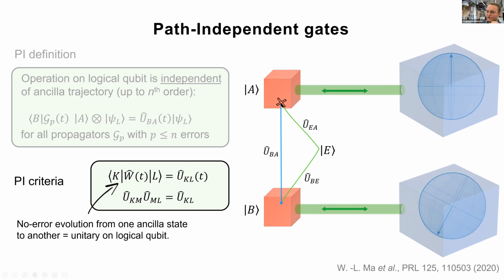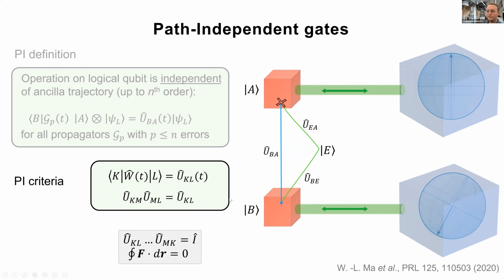For example, in this picture, if you take the ancilla directly from A to B, that would effect the operation U_BA on the logical qubit. But if instead you go through the state E, you have U_EA times U_BE, which should equal U_BA by this chain rule. Equivalently, you could say that any closed loop in ancilla state space should give you the identity operation. And this is, of course, analogous to the zero for a closed path that we saw earlier.